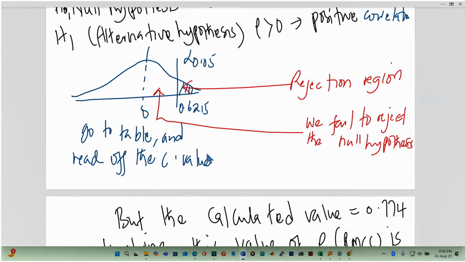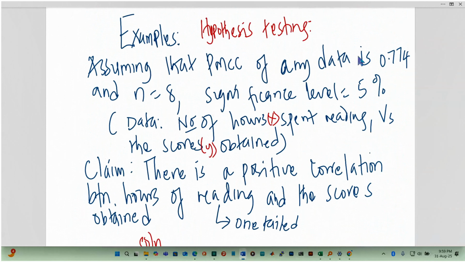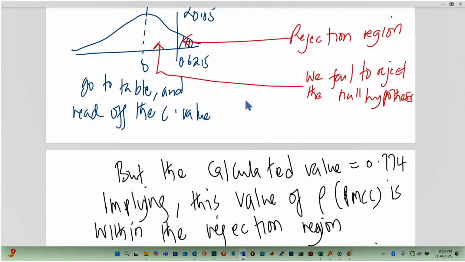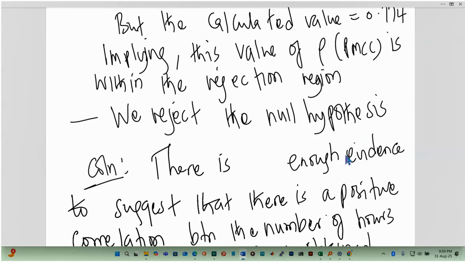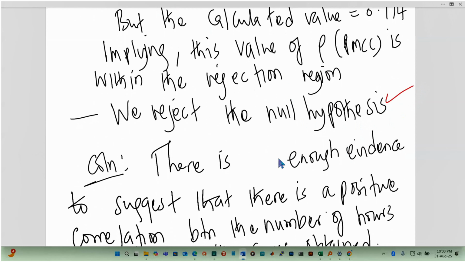Okay, so if the calculated value is 0.774, then that means it is within. So if it was less than this value, then it would be outside the rejection region. But if it is above 0.6215, then it is going to be in the rejection region. So it is within the rejection region, and therefore we reject the null hypothesis.